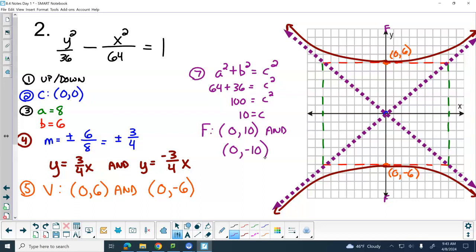And that should answer all of the questions. We've got the graph, we've got the center, we've got the direction of opening, we've got the 2 asymptotes, we've got 2 vertices, and we have the 2 foci. Okay. We saved this one for last because it's got the most to do with it.